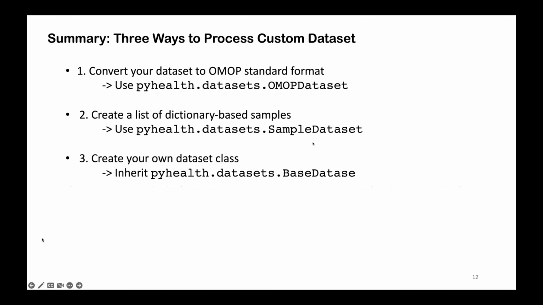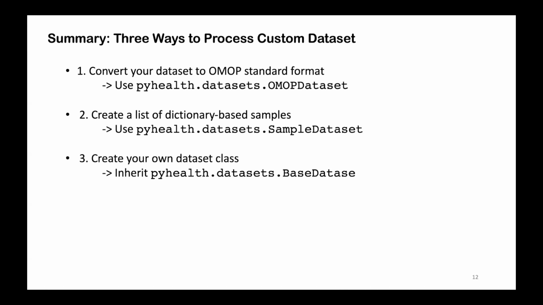Now let me summarize what we have just discussed. In this tutorial, I introduced three ways to process a custom dataset. The first one is, since there is a standard medical data sharing format called OMOP, you can always convert your own dataset into the OMOP standard format. However, as I mentioned, this approach may have some drawbacks. It may be very tedious and difficult to convert your own dataset into OMOP, or in some cases, your dataset is not an EHR or medical claims dataset.